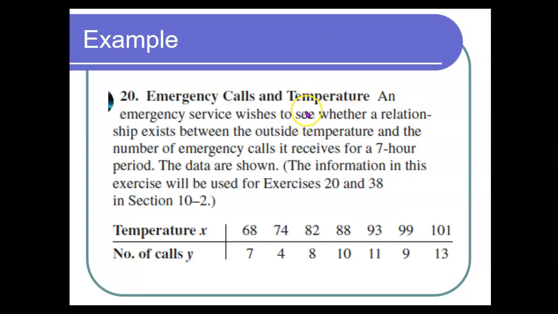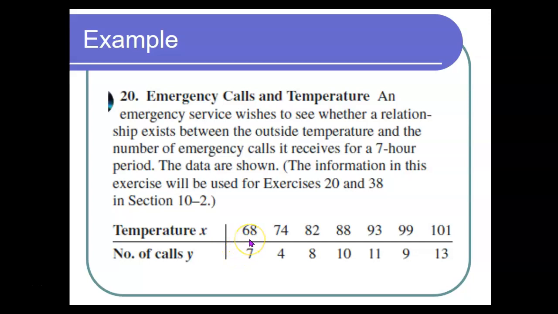Here is one example. I stole this out of the textbook. An emergency service wishes to see whether a relationship exists between the outside temperature, how hot it is outside, and the number of emergency calls it receives for a 7-hour period. The data here are shown. So basically, there's 1, 2, 3, 4, 5, 6, 7 pairs of numbers here. In each pair of numbers, the number on top is the temperature on a particular day, and the number on the bottom is the number of calls that emergency service received on that day.